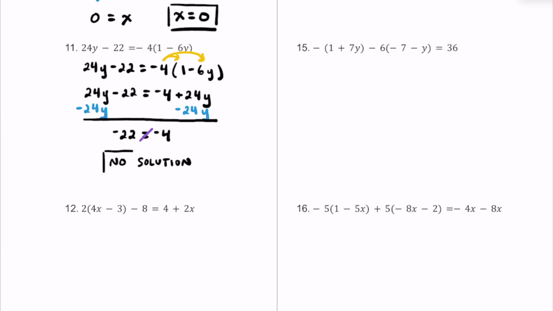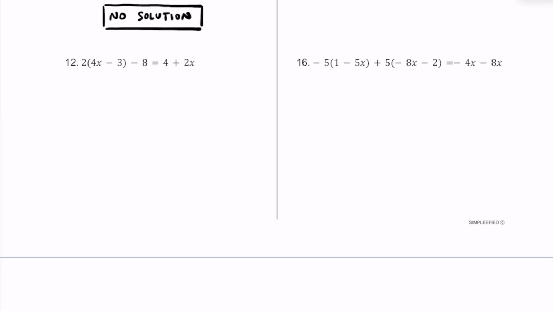Just remember we had something like that earlier. If you don't remember, go ahead and scroll to that part of the video or the worksheet and see if that makes sense. All right, let's see what's going on in number 12.